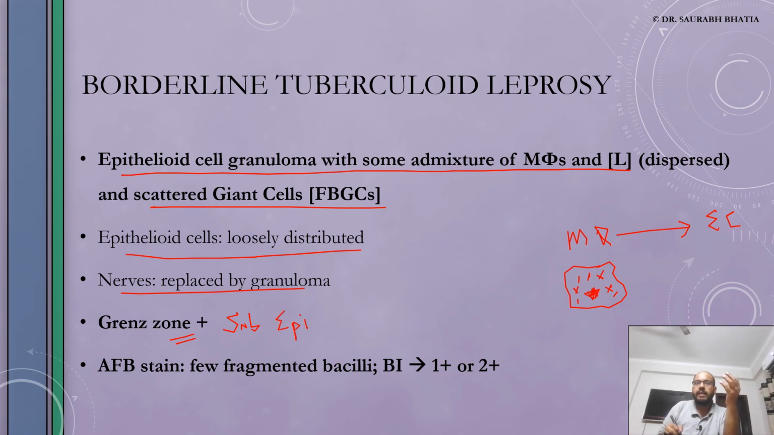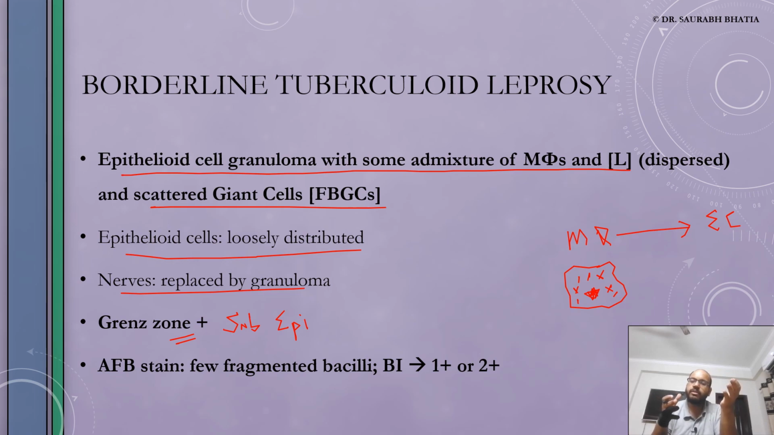Subepidermal zone, which is devoid of the inflammatory infiltrate. That means the inflammatory infiltrate is not touching the epidermis now. It is touching in the tuberculoid pole. In a few lesions of BT leprosy, you can have that touch, but there's no significant epidermal atrophy.